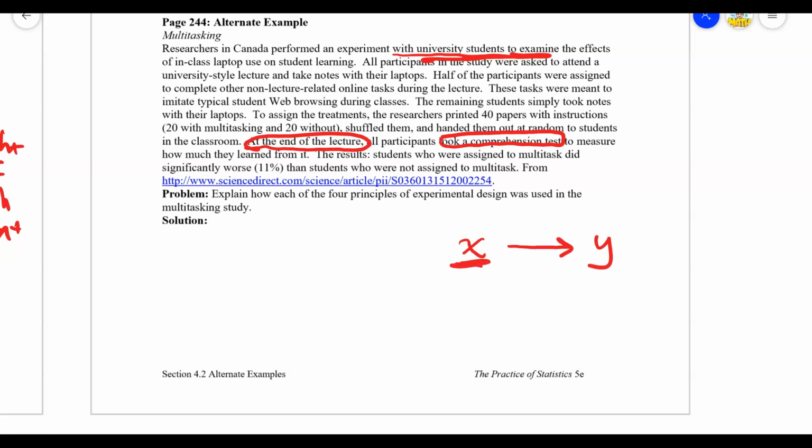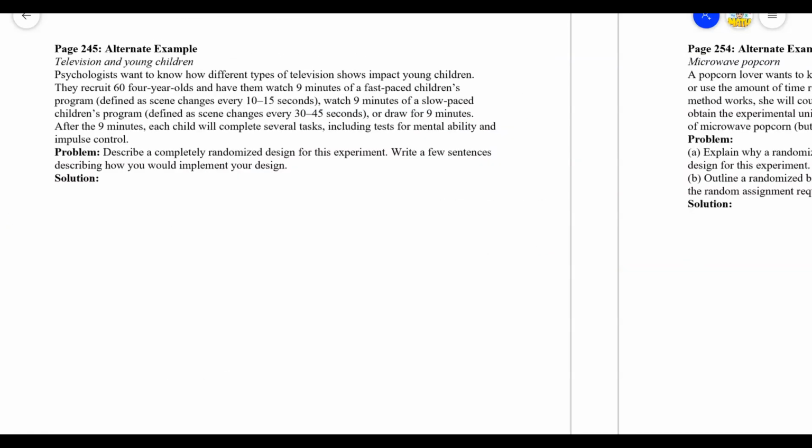We want to control for everything else that could possibly influence those results, so that the only thing that's affecting the outcome would be the instructions that they got. And then finally, replication. We had 40 participants, right? We didn't just do this with 2 people, we did it with 40 participants. There's your replication.